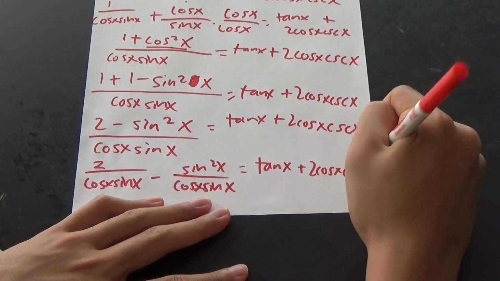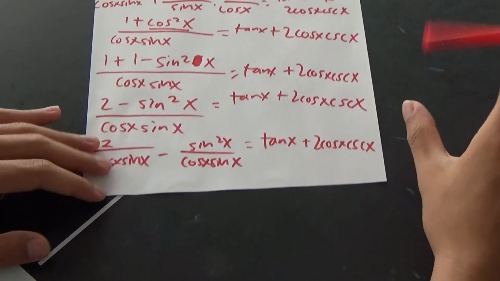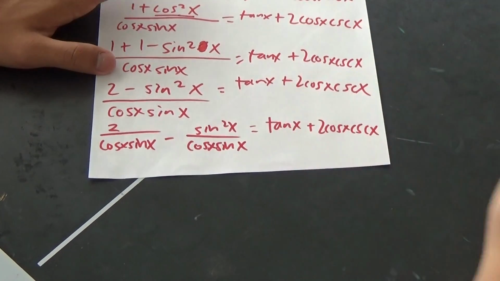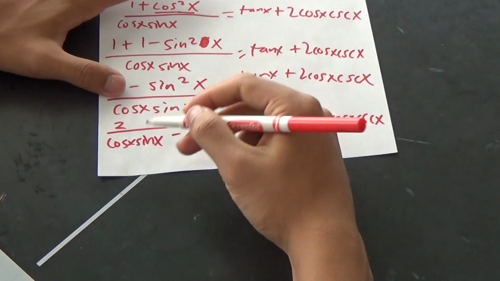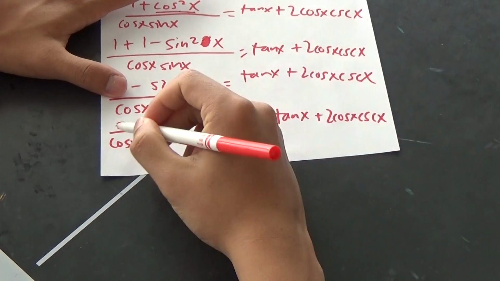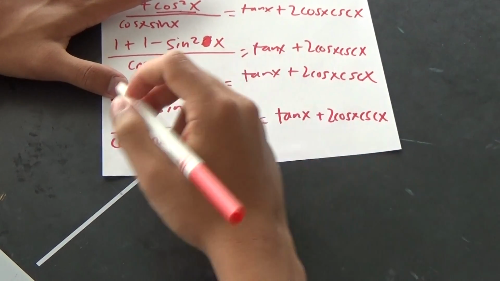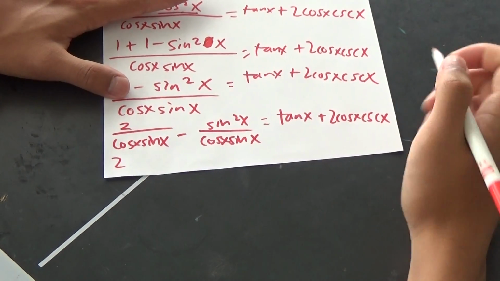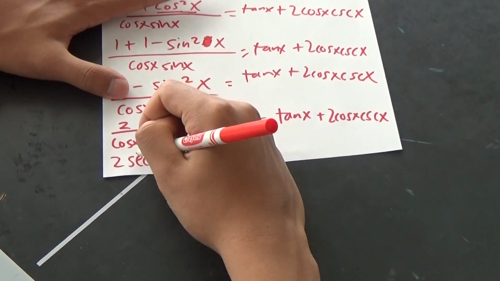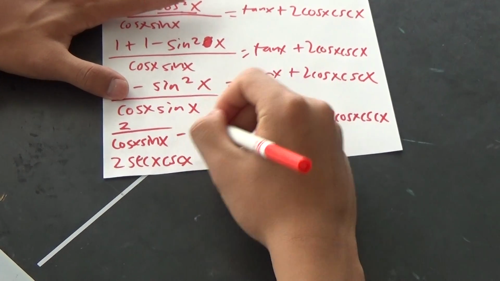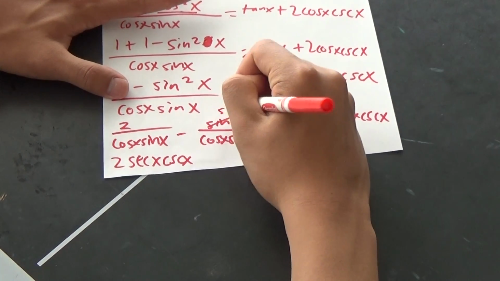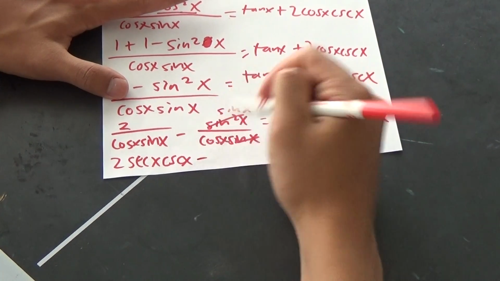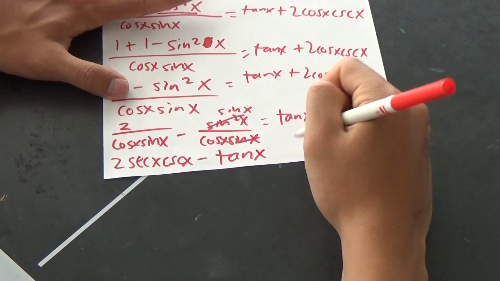And I honestly think this problem is one of the most evil problems that has ever been written, because this almost gives you the right answer, but it's not quite. Okay? Hear me out for a second. 2 over cosine x sine x. That becomes 2, and using the reciprocal identities, secant x cosecant x, and this becomes, if you cross out the sines, that becomes tangent x.